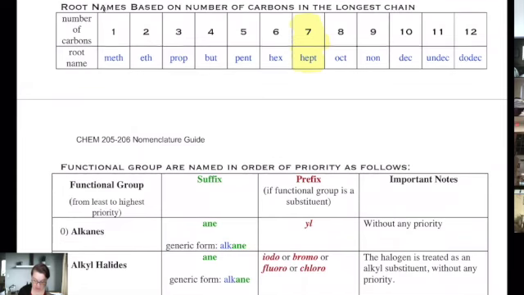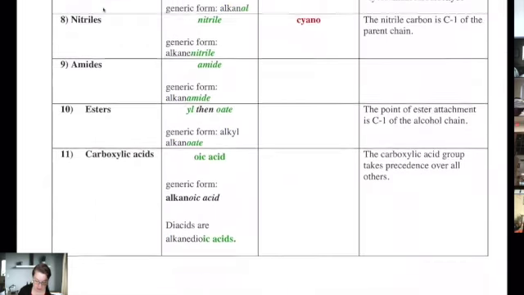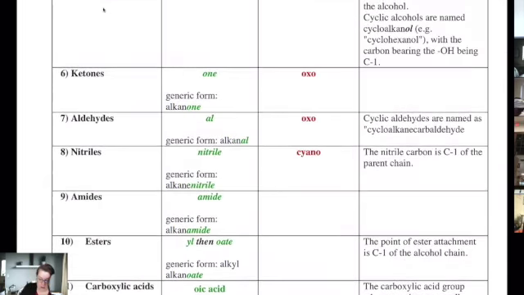So I'm going to go back down here. It wants us to take the root, which is hept, the ane, drop the E, and add O-N-E. Do you see that? So we dropped the E.